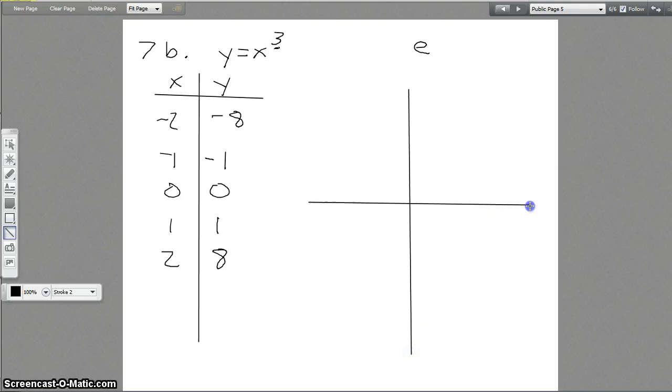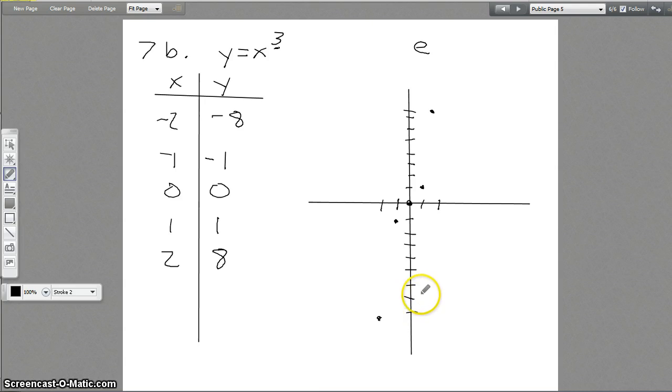So here we go. And again, our x values are just going to be -1, -2, +1, +2. And now we draw in our y's. 1, 2, 3, 4, 5, 6, 7, 8. Okay, so when our x is -2, our y is -8. When our x is -1, our y is -1. When our x is 0, our y is 0. When our x is 1, our y is 1. And when our x is 2, our y is 8.